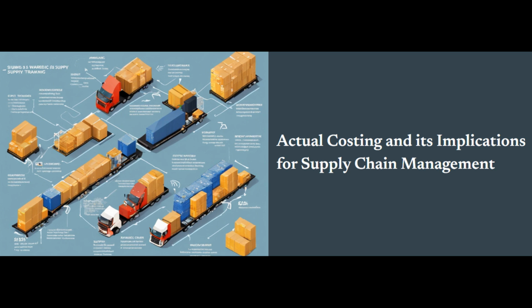Case Study 2, Retail Conglomerate XYZ. XYZ, a large retail conglomerate, faced challenges in accurately tracking the costs associated with its complex, global supply chain. The company's reliance on standard costing had led to distorted financial reporting and suboptimal decision-making, particularly in areas such as inventory management and supplier relationships. To address these issues, XYZ implemented an actual costing system that provided a more granular and accurate view of its supply chain costs. Some of the key benefits the company experienced include improved supplier negotiations.